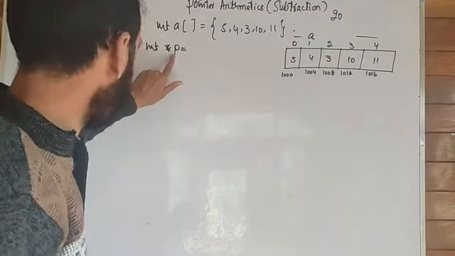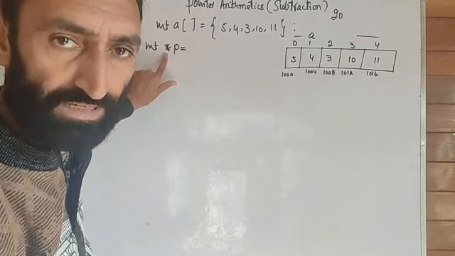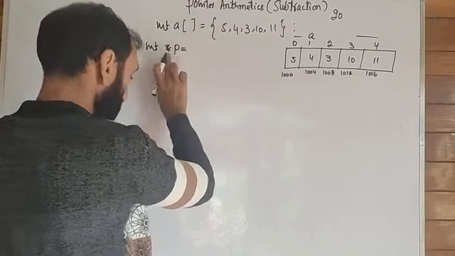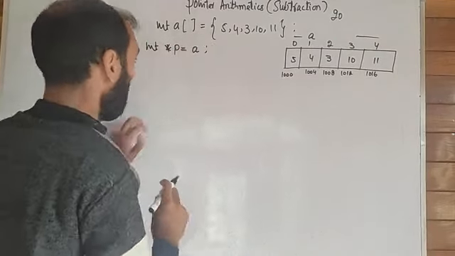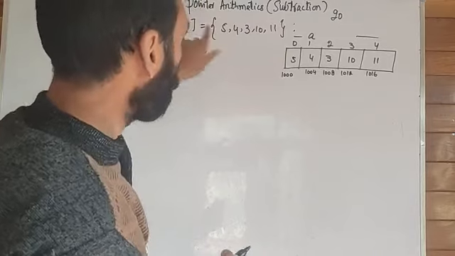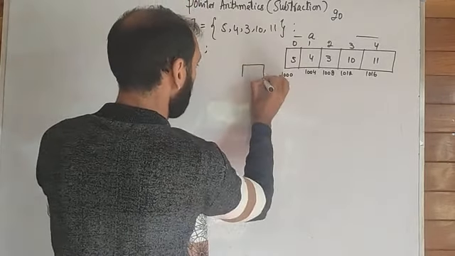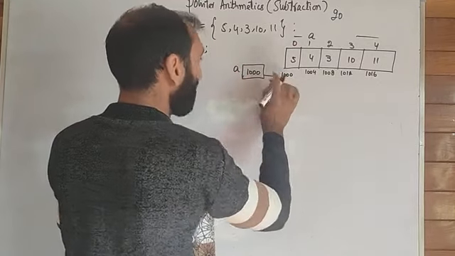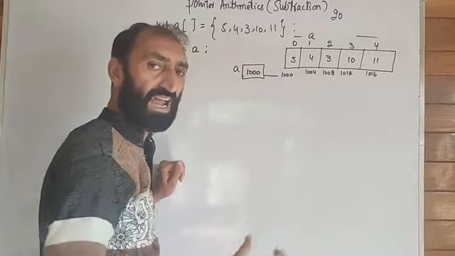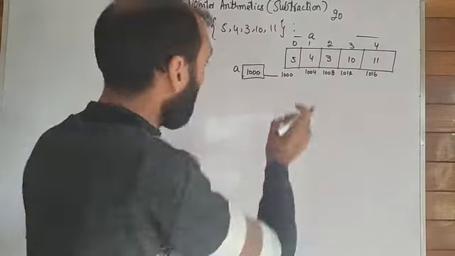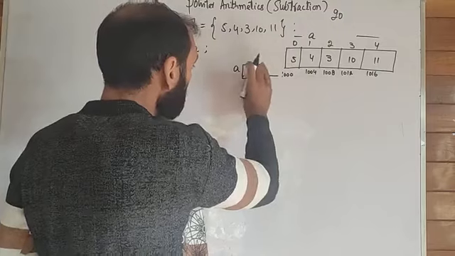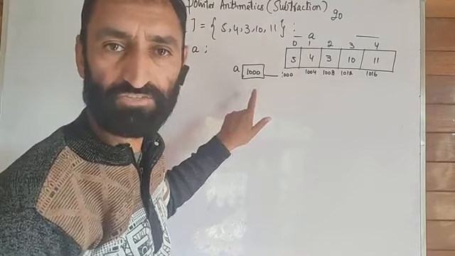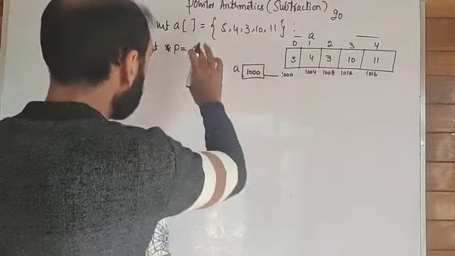Here I am going to declare a pointer. int asterisk p, pointer p equal to a. It is fine. What does a contain? The name of the array contains the address of the first byte. That means the base address of the array. It is constant. We cannot change it. Base address of the array. So, it is also fine.